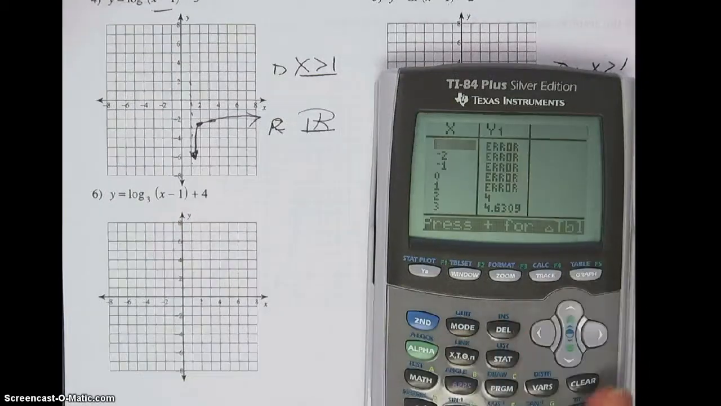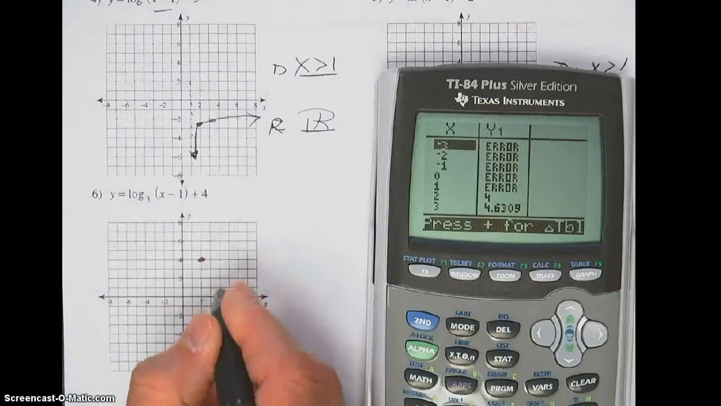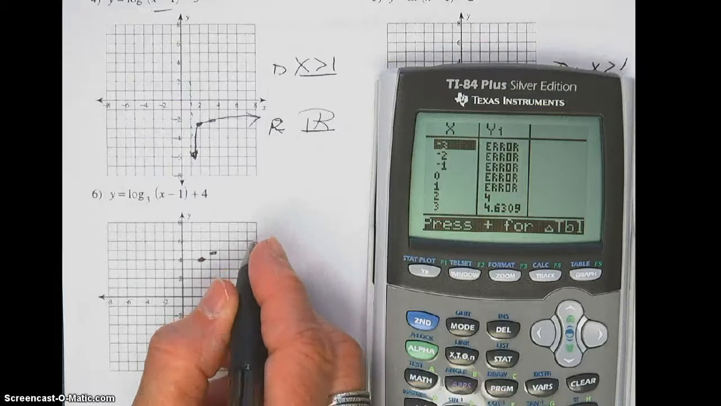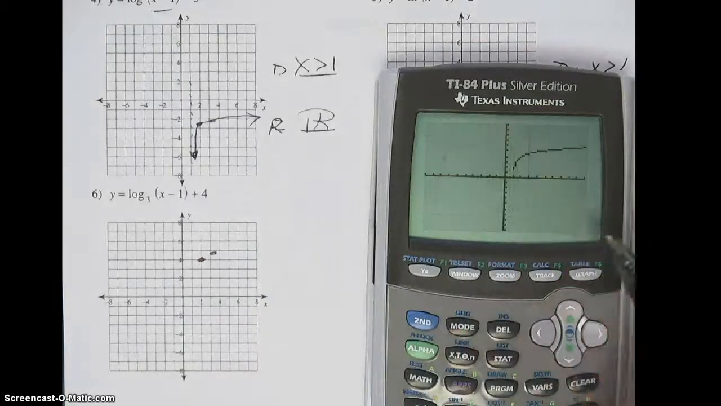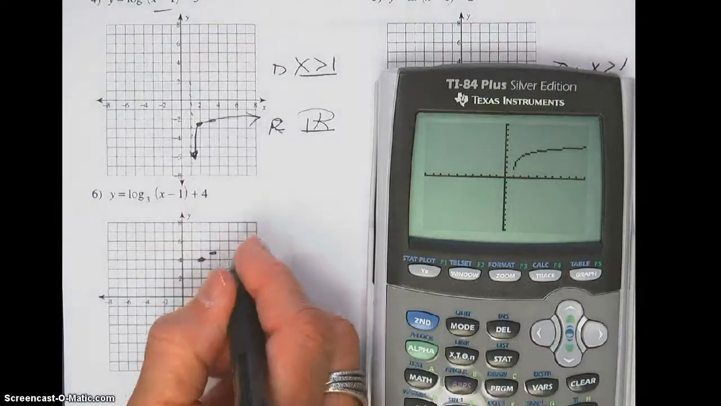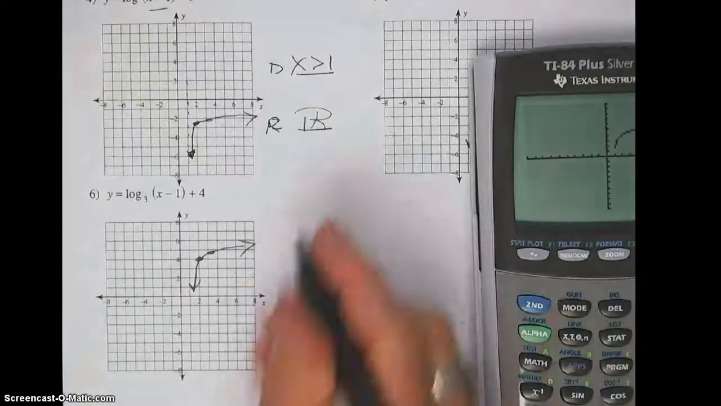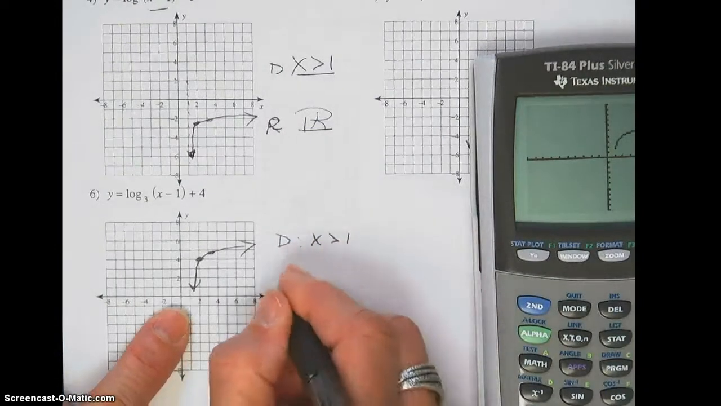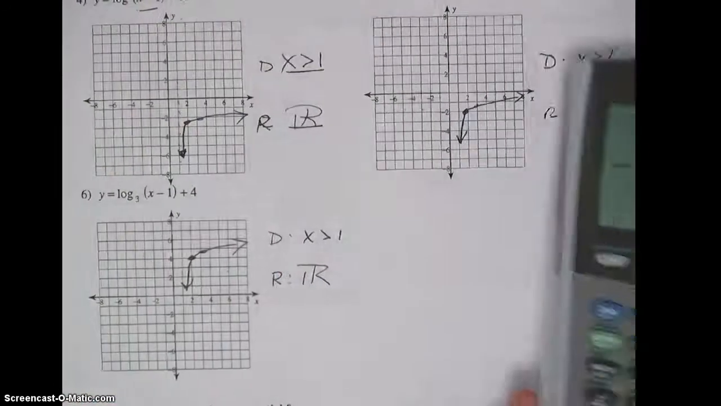We hit our second table. At 1, we have an error. At 2, we have a 4. At 3, we have a 4 point something. So we can kind of see, again, we can see in the table that we're leveling off at 1, or we can see in our graph that we're leveling off at 1. Domain goes forever and ever right from 1, and the range is always up and down for the logs.